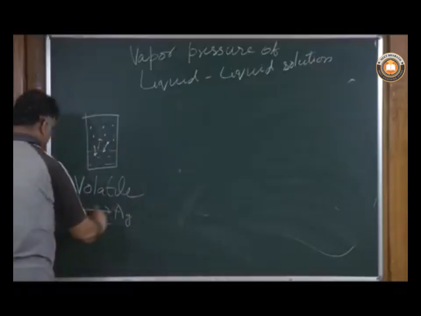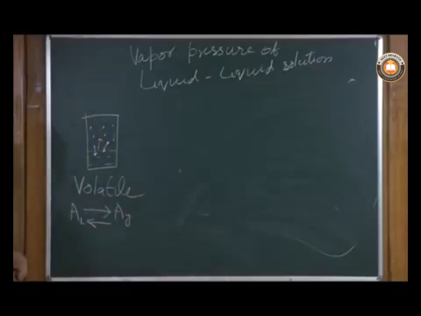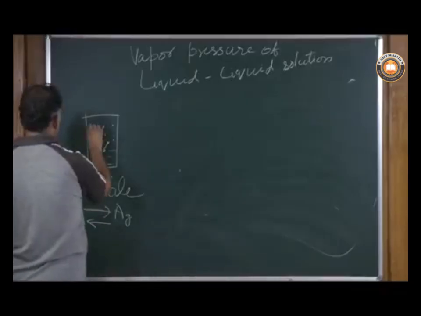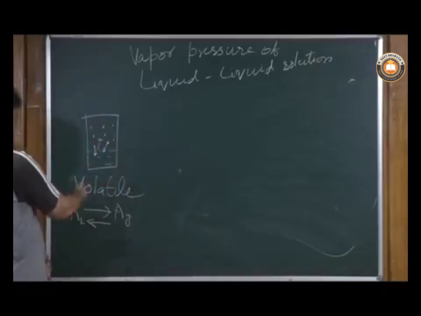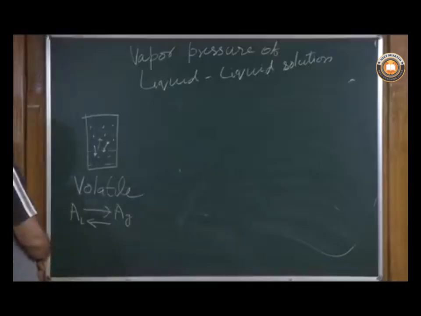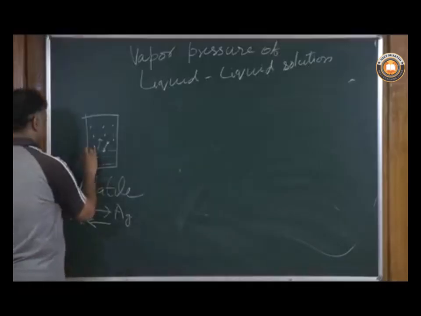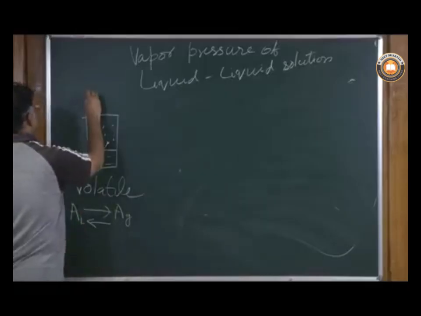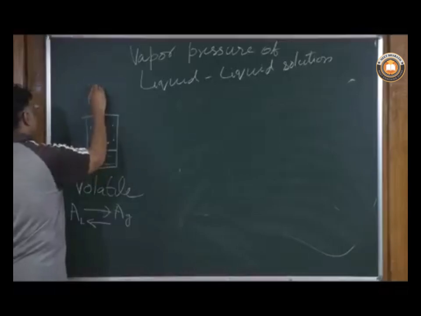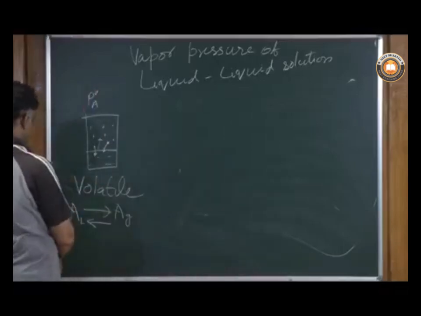So, there is a reaction going forward and a reaction coming backward, and there is a dynamic equilibrium. At the equilibrium, the gaseous molecules of that same liquid A are going to exert some pressure on this surface, and that pressure is called the vapor pressure, and that we put P A 0 due to this being a pure one.